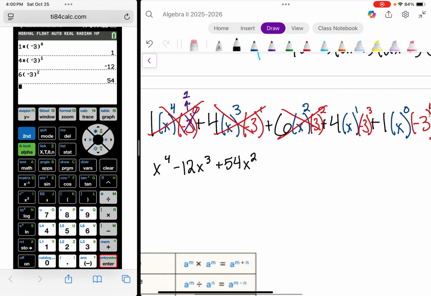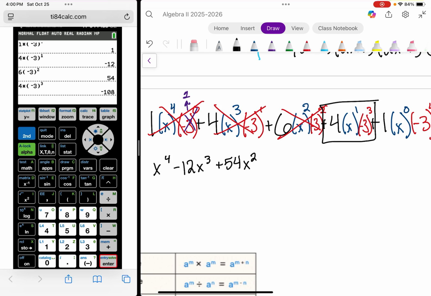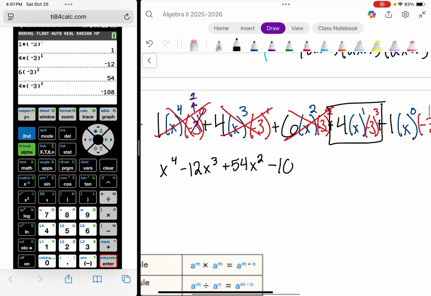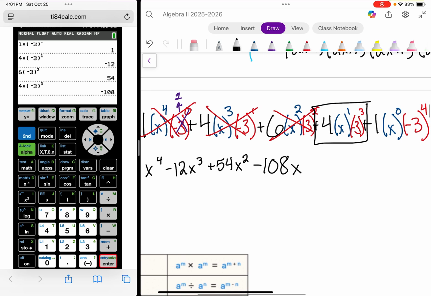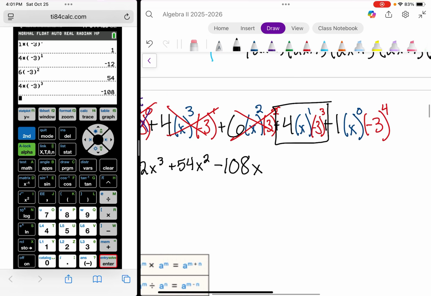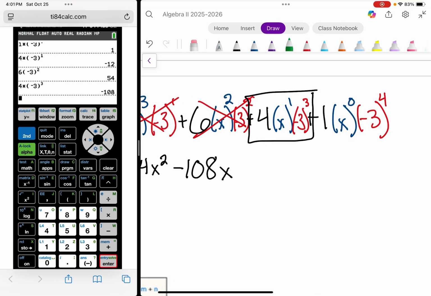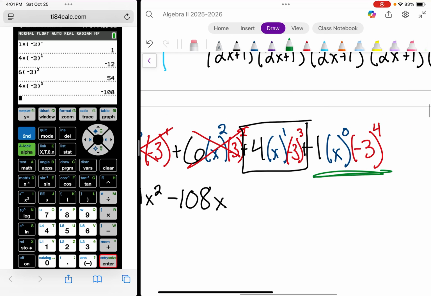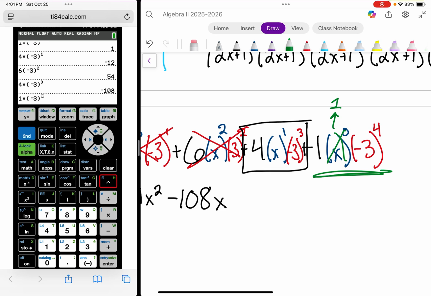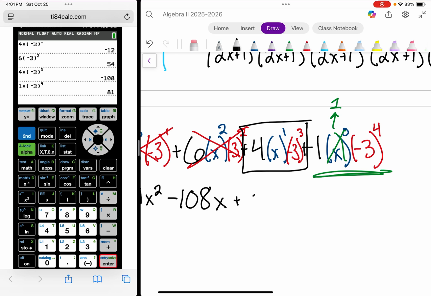Okay, so then the next one, we have 4 times a -3 raised to the power of 3. That comes out to a -108x. And you can put plus negative or minus 108. It will be the same thing. All right, and then our last one, remember our last term is our constant because anything raised to the power of 0 just equals 1. So then we just have 1 times, in parentheses, -3 raised to the power of 4. And that comes out to 81.